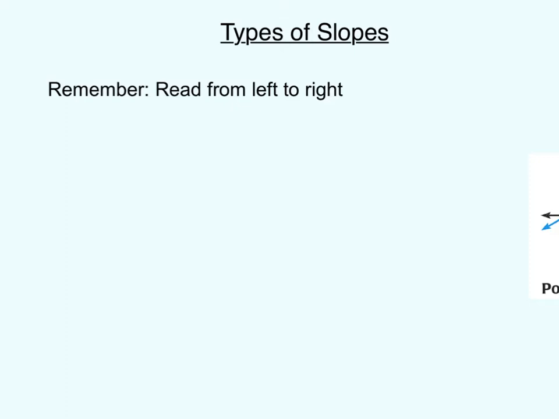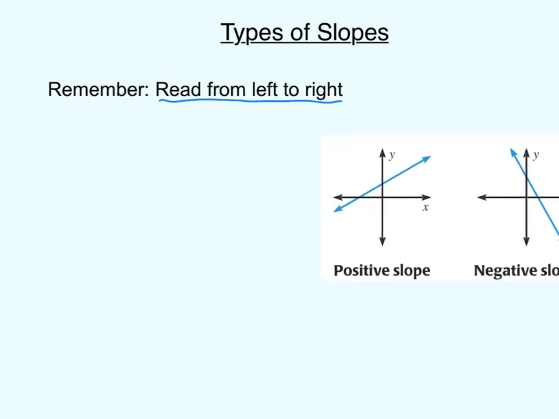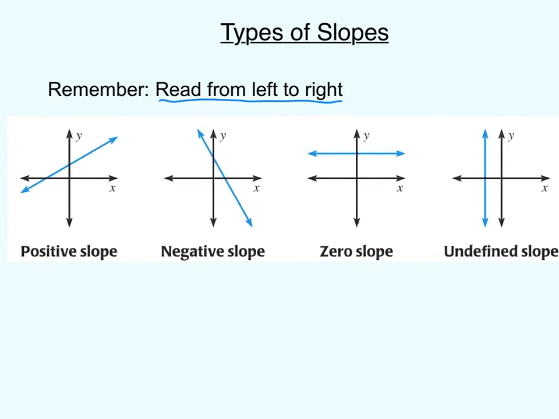All right, now we're going to take a look at the different types of slopes. There are 4 types. And remember, we read from left to right. So that's how we look at slope as well. We look at graphs from left to right. There are these 4 types of slopes: positive slope, negative slope, zero slope, and undefined slope.